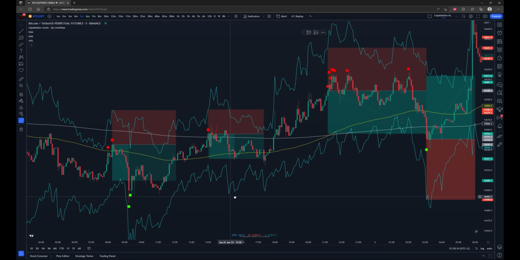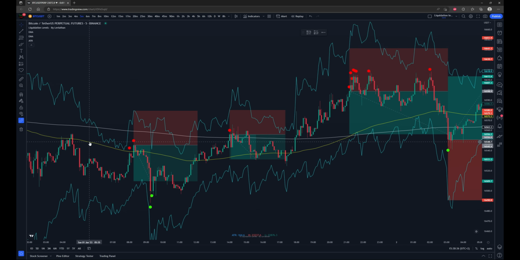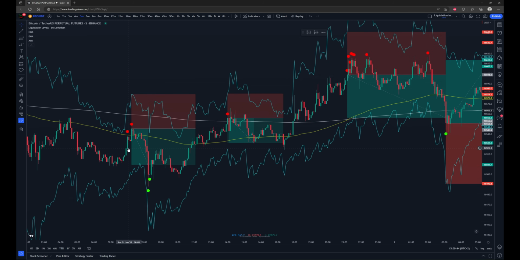How the strategy works is, if the yellow line, the 50 period exponential moving average, is under the white line, the 200 period exponential moving average, then I'm only looking to enter short positions. And how do I enter a short? Price needs to pull back to at least the yellow line, the 50 period EMA, and then we get a red dot.